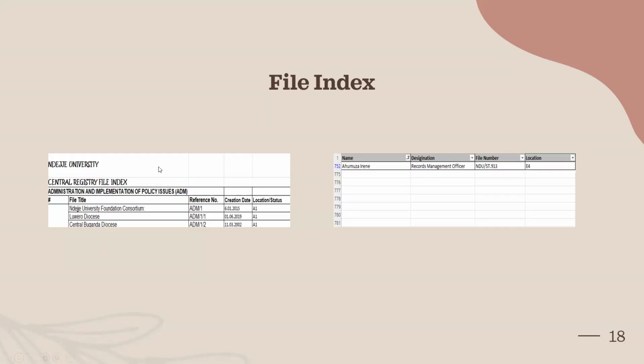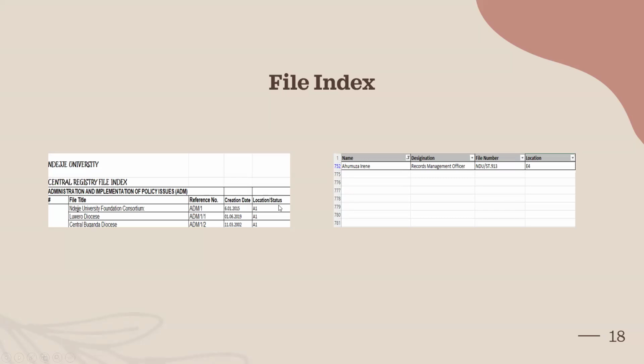So this is in NDU University. This is one of them. It shows that this file index is for the NDU University Central Registry File Index, Administration and Implementation of Issues. This is admin. You look at it: it has a file title, for example, NDU University Foundation Consortium. The reference number here, all these fall under admin. You see, this is admin stroke 1, and it shows the date it was created and also shows the location.